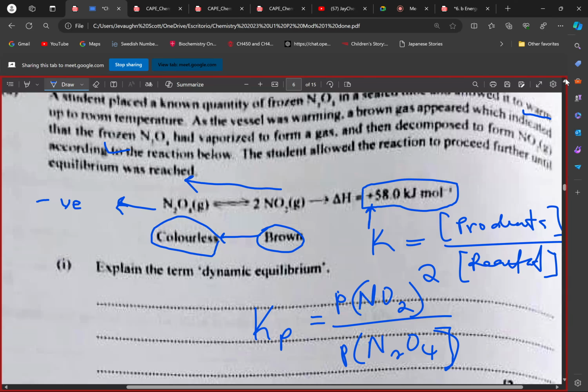Which one of the gases is brown? It is the NO2 which is brown. And if we're shifting away from the NO2, we will become colorless.